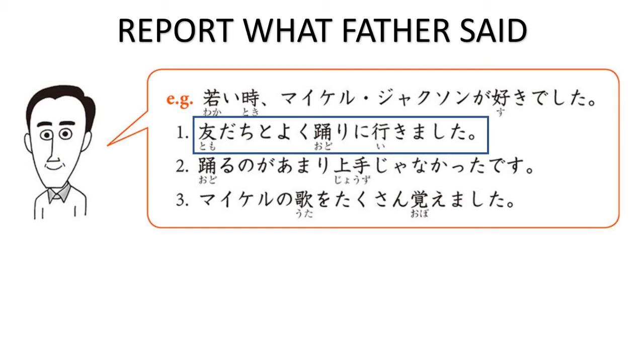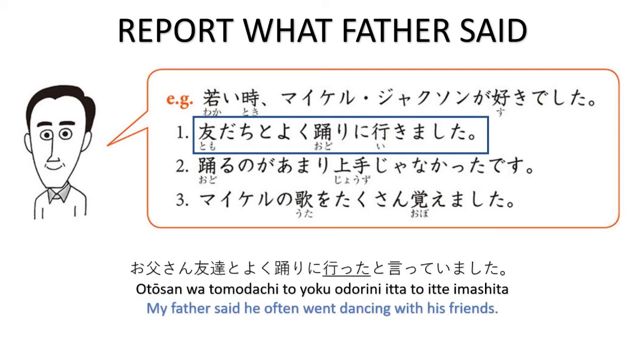Alright. So for number 1, tomodachi to yoku odori ni ikimashita. Otou-san wa tomodachi to yoku odori ni itta to itteimashita. My father said he often went dancing with his friends. So the first one, as you can see, the past plain form of ikimashita is itta. Past plain affirmative, itta, before to itteimashita.